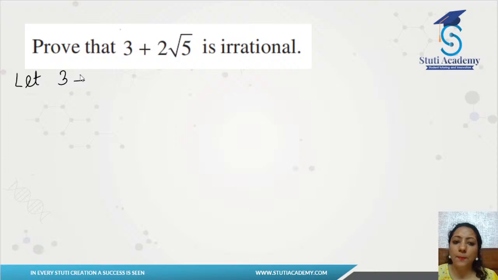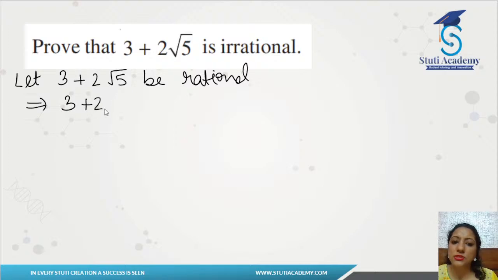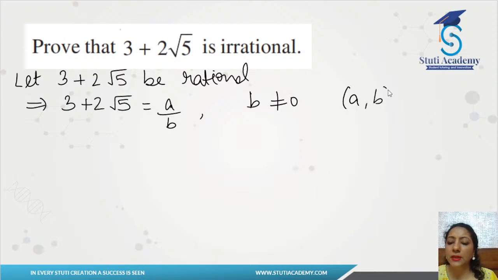Let 3 plus 2 root 5 be rational. We are assuming this to be a rational number. So, we can write 3 plus 2 root 5 is equal to a upon b, where b is non-zero. And then you can take a and b as co-prime. So if I write the ordered pair (a, b) equal to 1, this means the common factor of a and b is only 1. A and b are co-prime numbers. So we can write this symbolically.